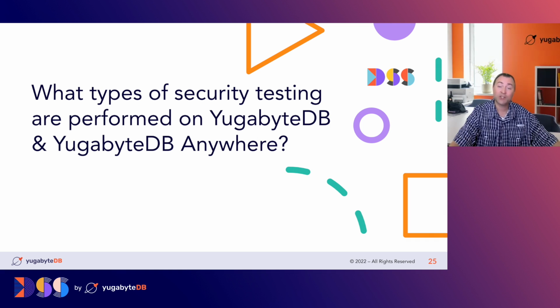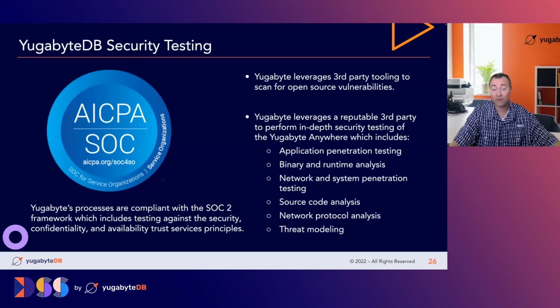Finally, what types of security testing are performed on YugabyteDB and YugabyteDB Anywhere? Well, in addition to all of the testing we do as part of our secure SDLC, we also leverage a reputable third party to perform in-depth security testing of YugabyteDB Anywhere and YugabyteDB, which includes application penetration testing, binary and runtime analysis, network and system penetration testing, source code analysis, network protocol analysis, and threat modeling. All of our secure software development processes, including third-party security testing, is audited by a third party in the form of our SOC 2 attestations.